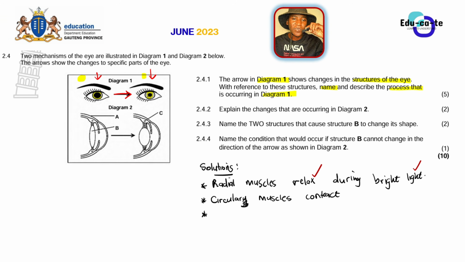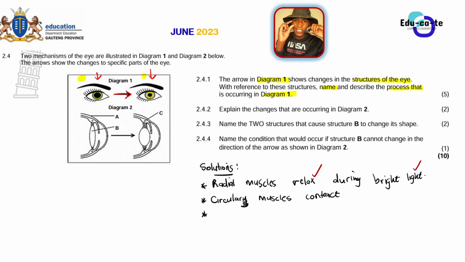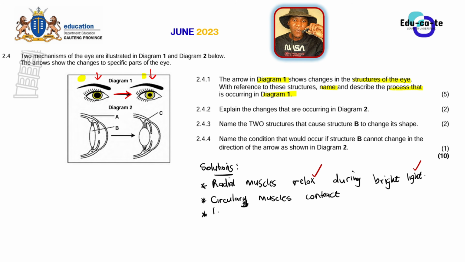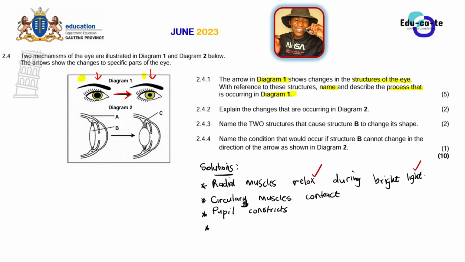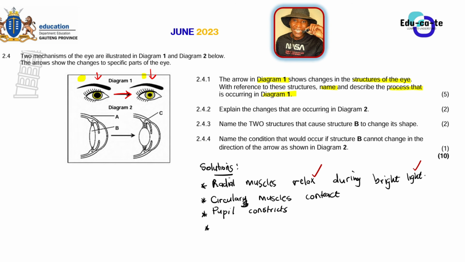And here, according to the diagram, you can see that the pupil is becoming smaller. The pupil is constricting. So here, the pupil constricts. And when the pupil constricts, or becomes smaller, why is it becoming smaller? It is becoming smaller so that less light can enter the eye. So basically, in bright light, your eye is trying to protect itself from the damage of light rays.